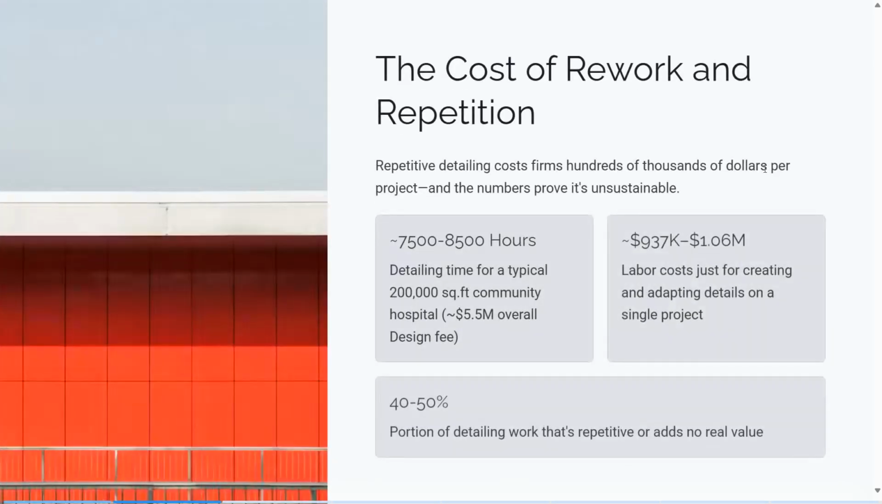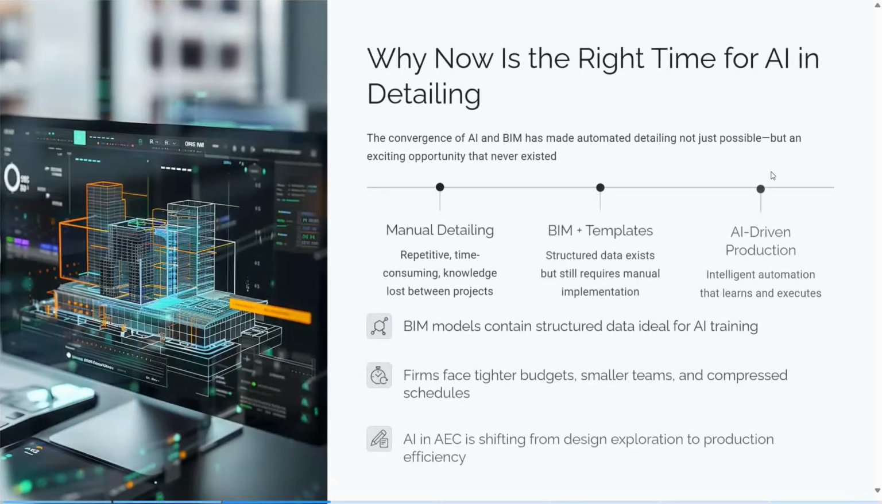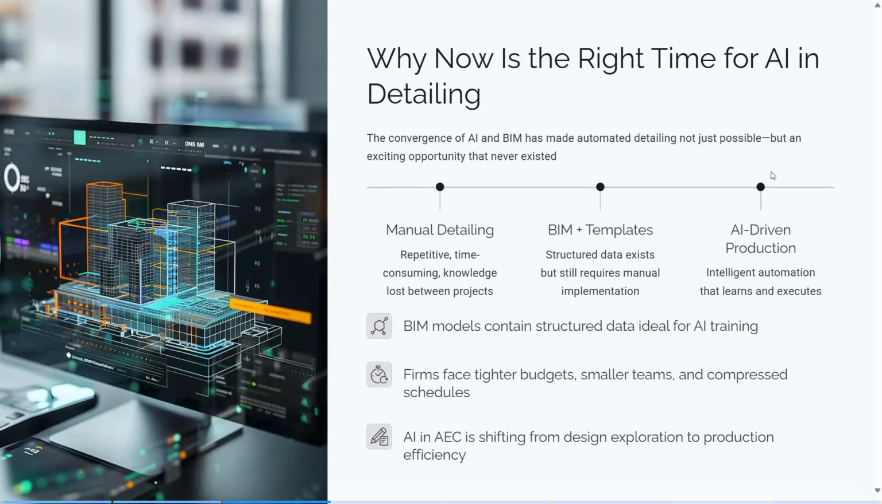To better understand this problem, let's consider a 200,000 square feet community hospital with a $5 million overall design fee. For a project of this scale, we would approximately be spending 8,000 detailing hours, which translates to $900,000 in project cost. With the growth of AI and availability of BIM softwares, there is an opportunity to make our drawing production tasks more efficient.